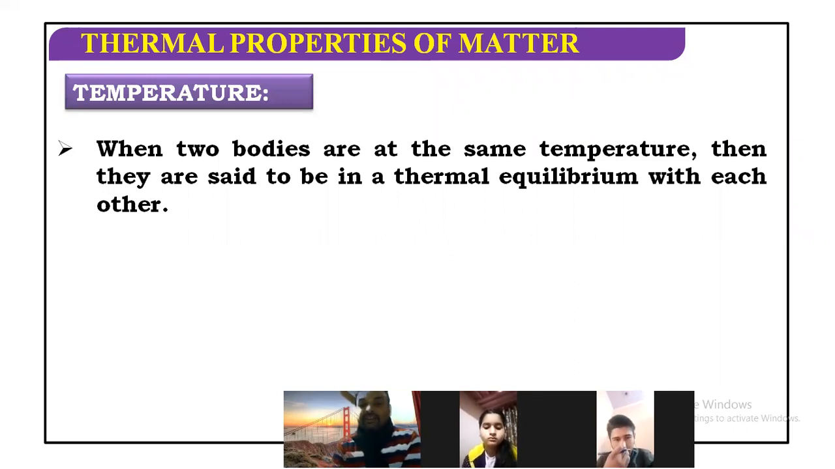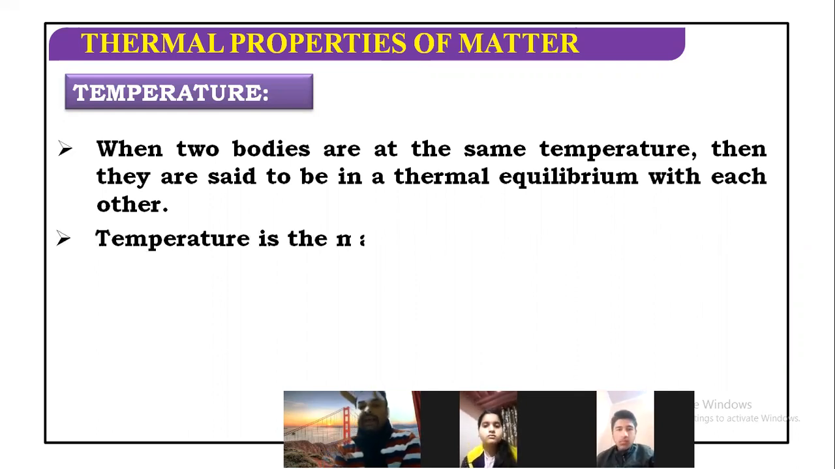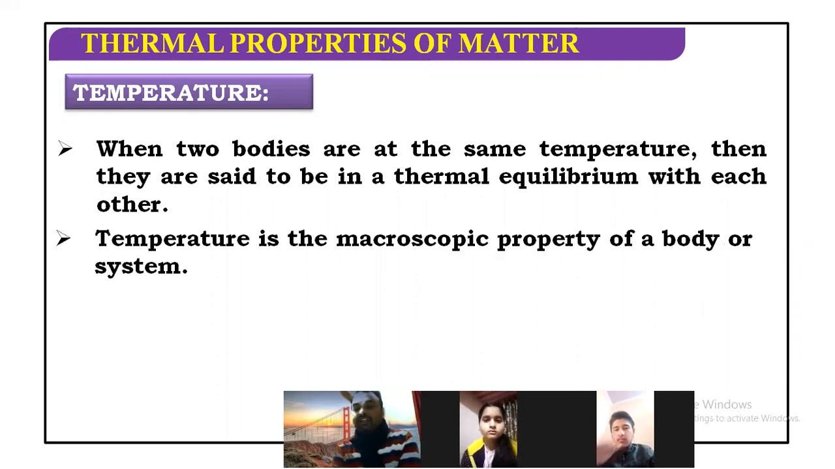When they are at the same temperature, then there is no flow of heat. There is no exchange of heat between the two bodies. So that stage is called thermal equilibrium. Very, very important term. And temperature is the macroscopic property of a body or a system.